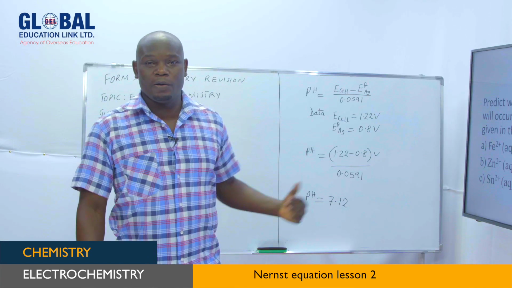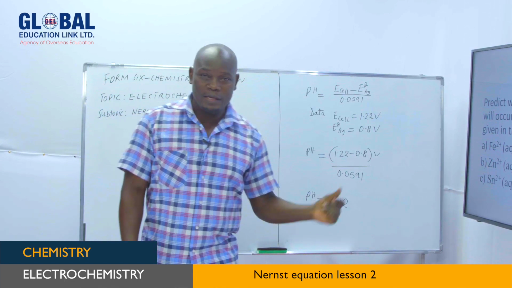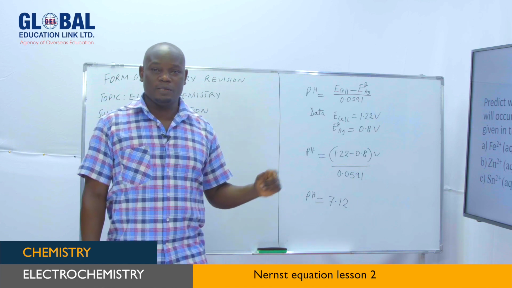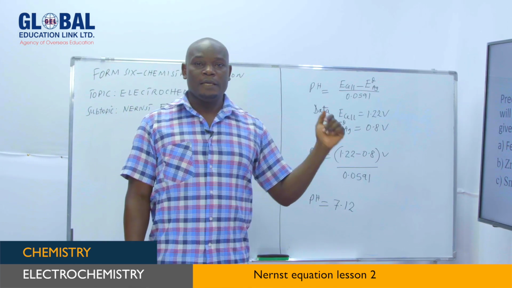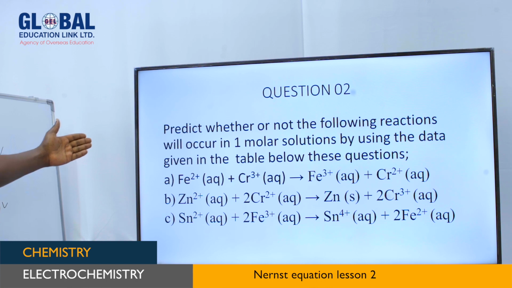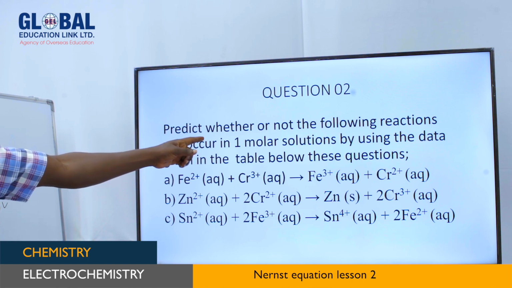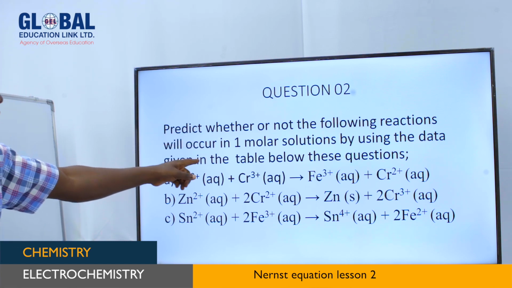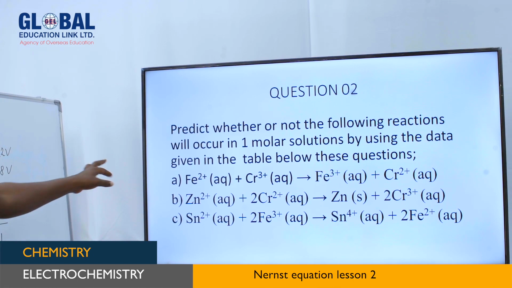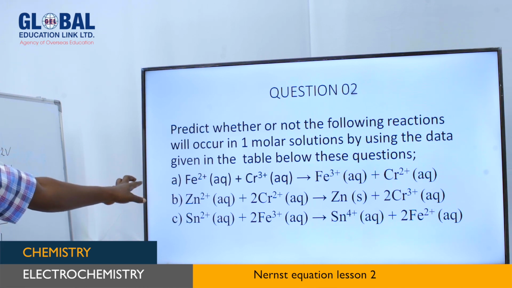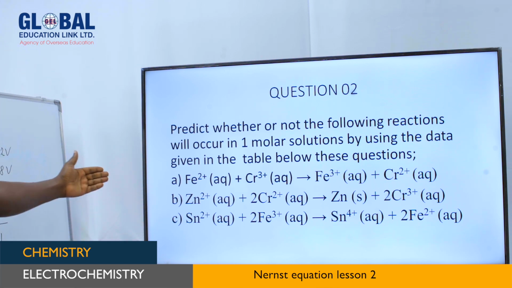Hello students, let us now consider example number 2. Example number 2 is concerned with the determination or the judgment of a reaction. Once you have been given the reaction, you are asked to judge if the reaction will take place or will not take place. So our question is: predict whether or not the following reactions will occur in 1 molar solutions by using the data given in the table below these questions. So we have A, B, and C. For myself, I'm going to do part A. The other parts you will do in your own time. So let us proceed with part A.